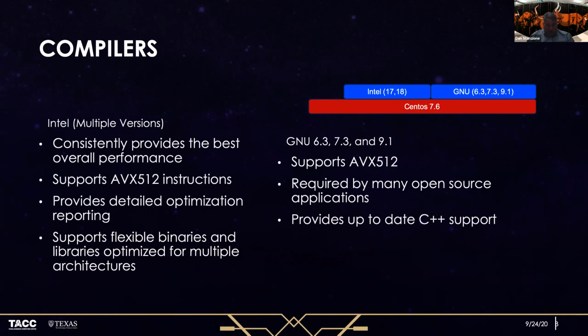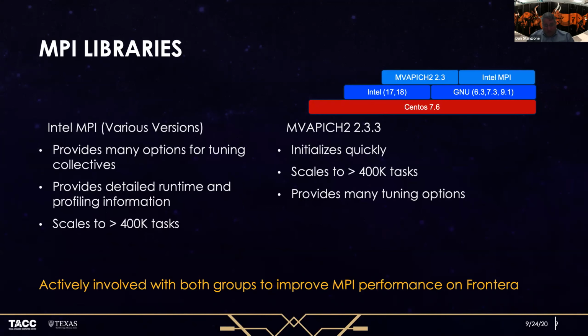In fact, since we ran Wrangler, which was all AMD based, Intel's been our best performing compiler for the largest set of our users. But then there's a whole bunch of stuff that requires GCC. So we end up supporting both. And then on top of that, of course, we build our MPI libraries.